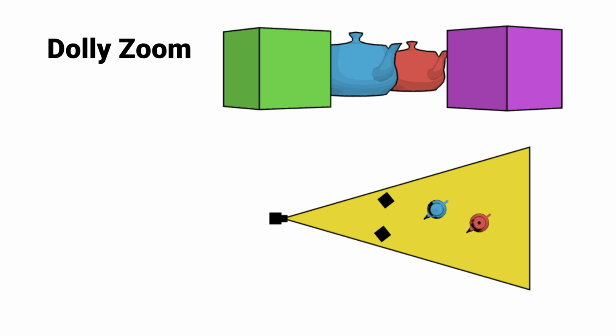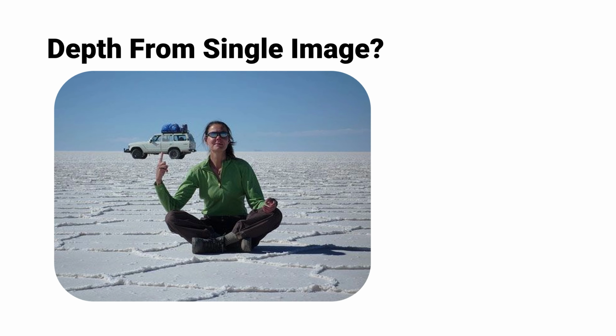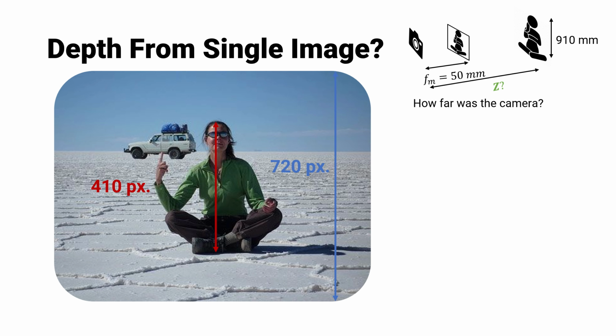So remember, we have done all this. We talked about perspective. The question is, can you get depth from a single image? Let's take this image for example. This is a person sitting on a salt flat with their car. So the person in this image is of height 410 pixels, and the height of the image is about 720 pixels. Given that we know the focal length of the camera, because we got it from the EXIF information, because we know what image we took from what camera, which is 50 millimeters, and knowing the actual height of the person, which is 910 millimeters, can we estimate how far the camera was from that person, right?